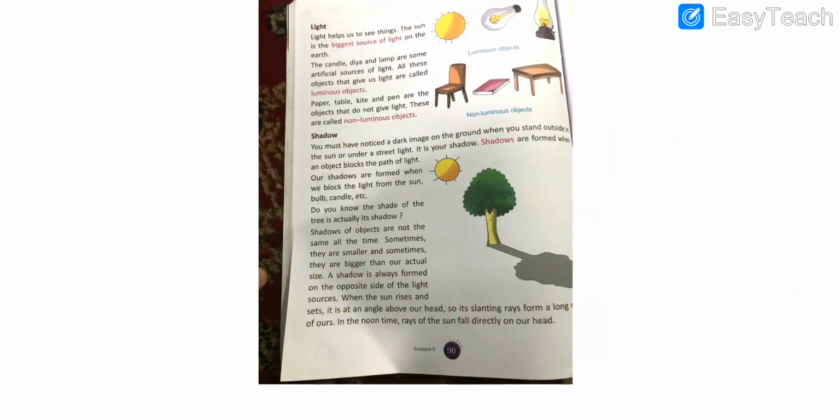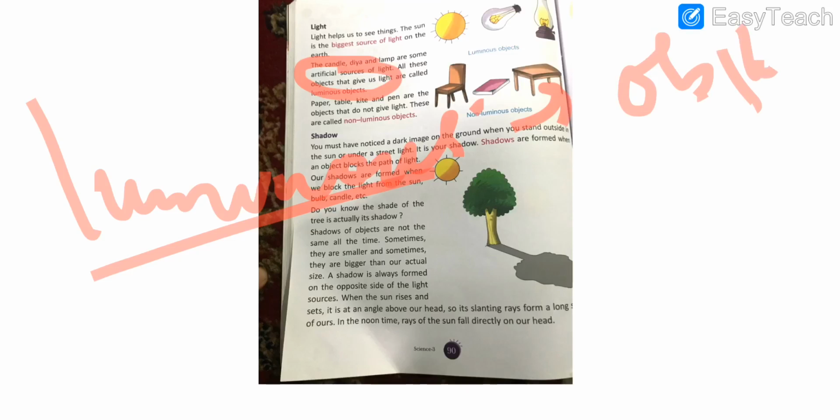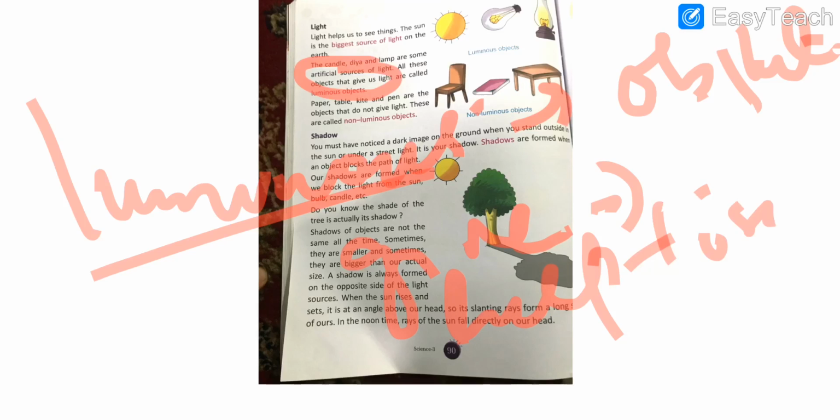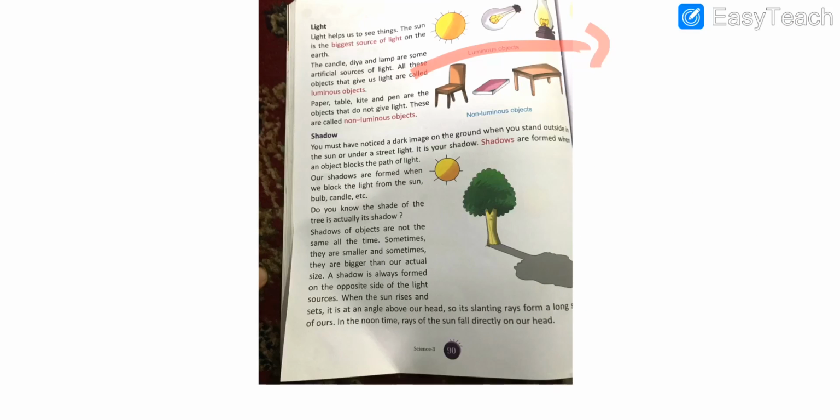And all those objects which give us light are called luminous objects. So what are luminous objects? These are the objects that give us light, or the objects that help us to see. You can see the different luminous objects in your book, like the sun. It helps us to see, it gives us light, so it is a luminous object. Lamp, it also gives us light, so it is also a luminous object. Number three, the diya. It also helps us to see and it is also a luminous object.